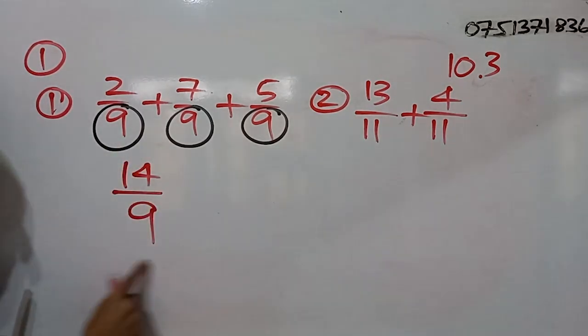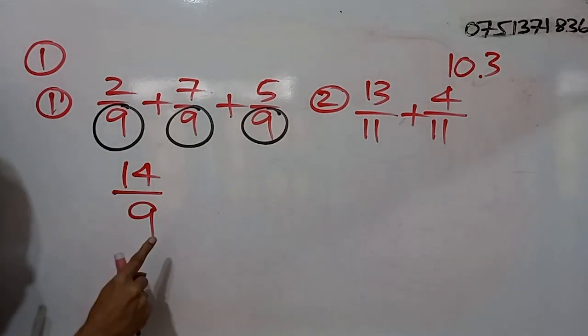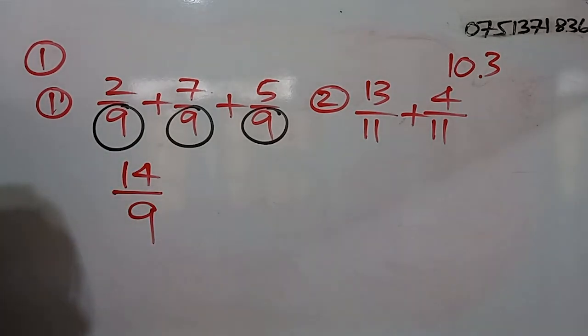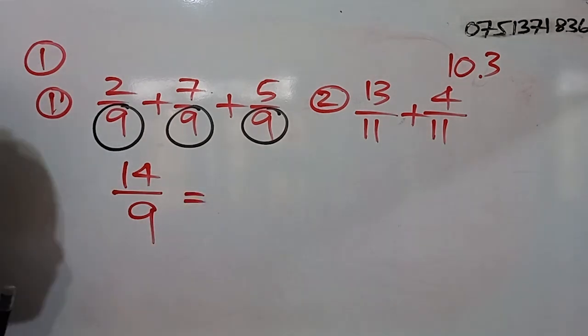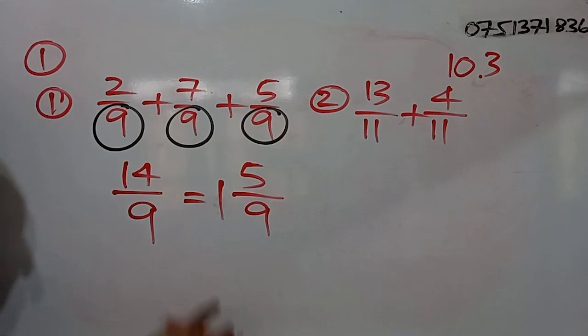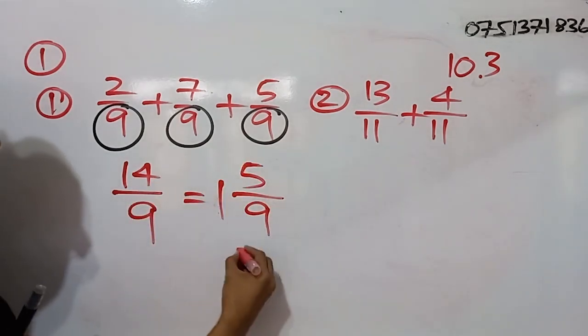Now, if we consider the resultant fraction, what type is it? It is an improper fraction. So, we need to convert that into what? A mixed number. So, 1 and 5 by 9.